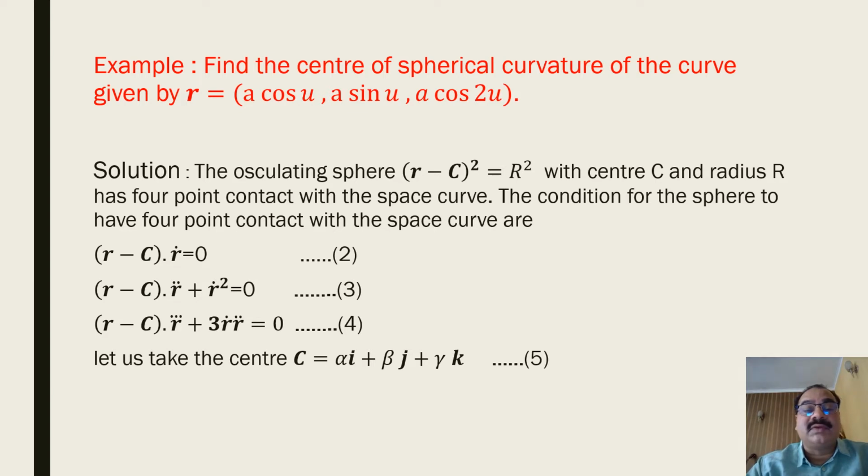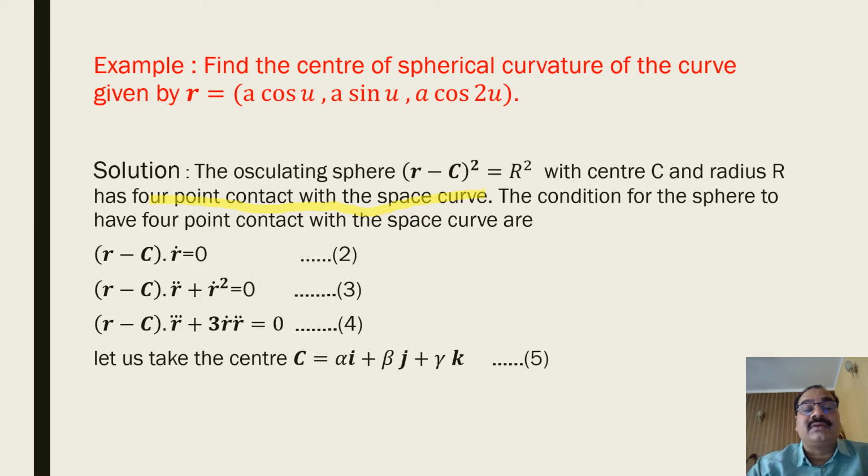Let us look at the steps. The osculating sphere, that is (r minus c) whole square equal to R square, with center c and radius capital R, has 4-point contact with the space curve. As we know, the condition for the sphere to have 4-point contact with the space curve may be written as (r minus c) dot r dash equals 0, (r minus c) dot r double dash plus r dot square equals 0, (r minus c) dot r triple dash plus 3 r dot r double dash equals 0.